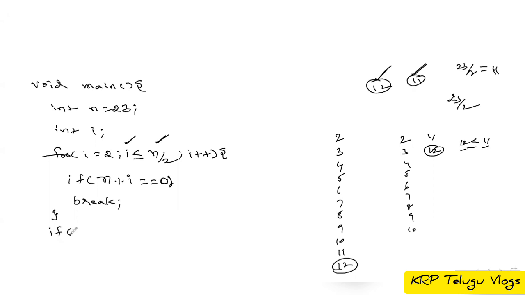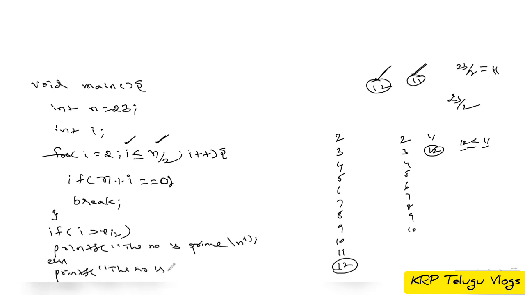సో ఇఫ్ I value is greater than n by 2, printf the number is prime. Else printf the number is not prime.